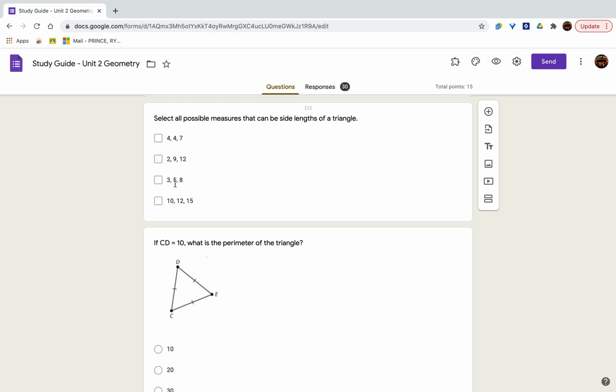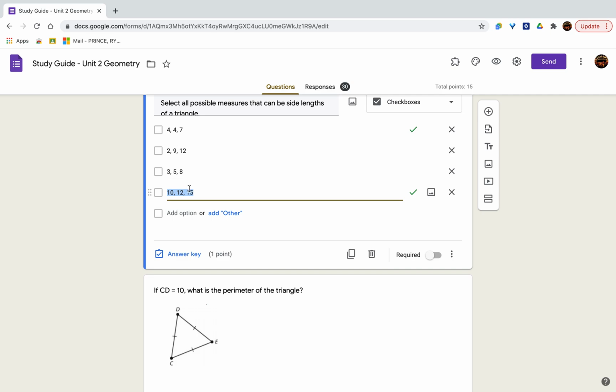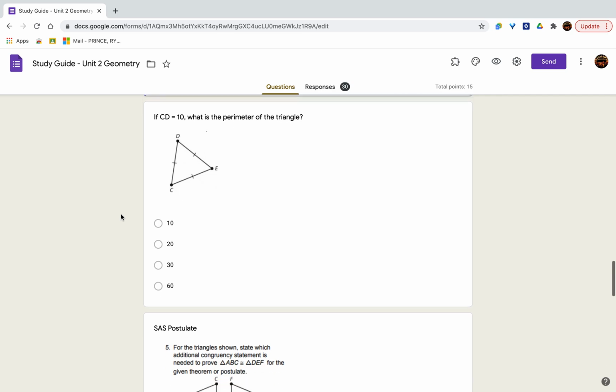3 plus 5 is 8. 8 is the same as 8. It cannot be a triangle. It has to be bigger than 8. 10 plus 12 is 22. 22 is bigger than 15, so yes, that can be a triangle. So that's why the first answer and the last answer are all possibilities.